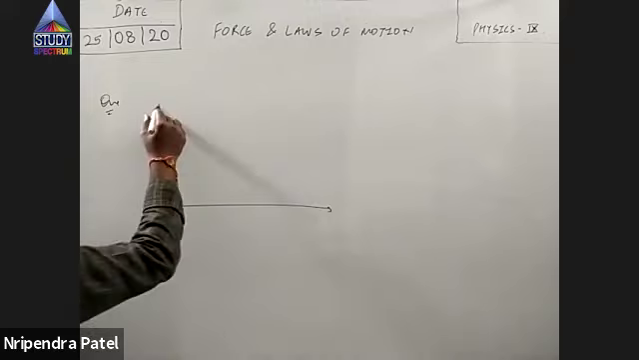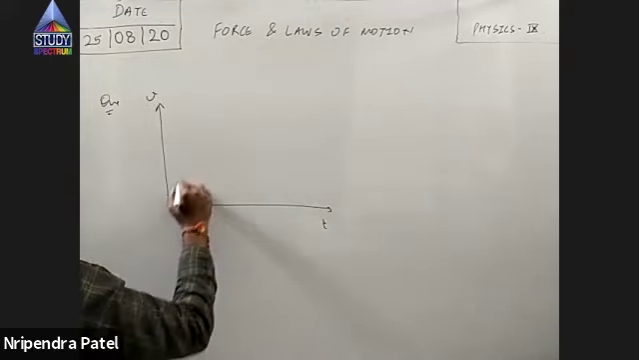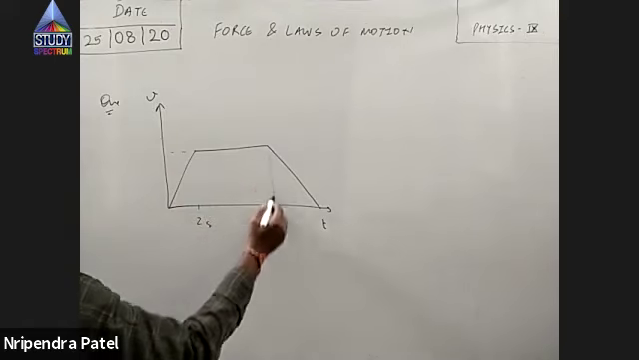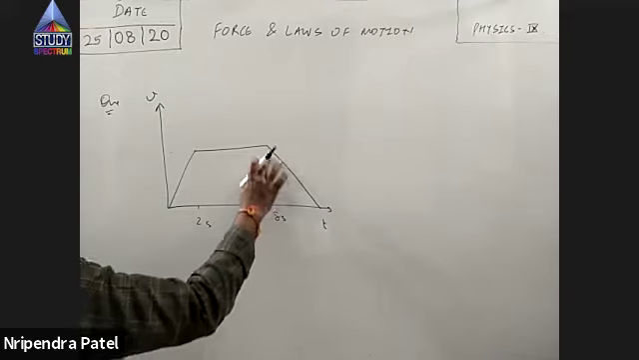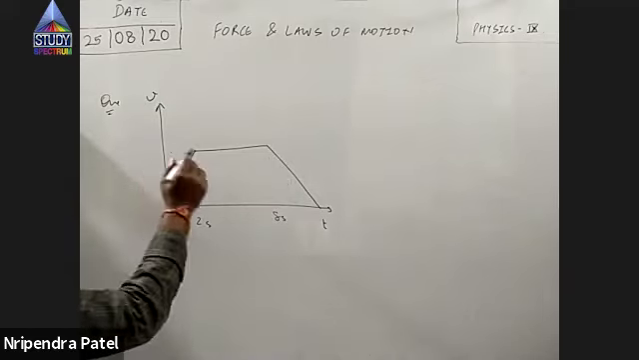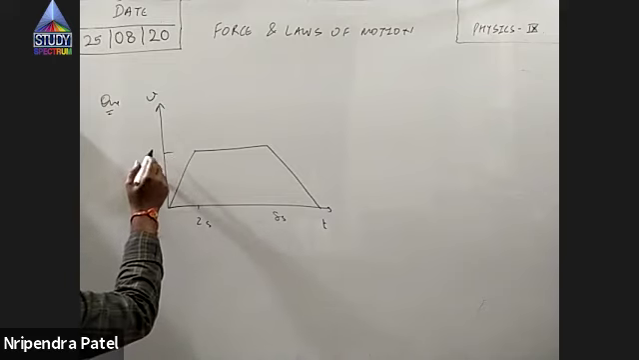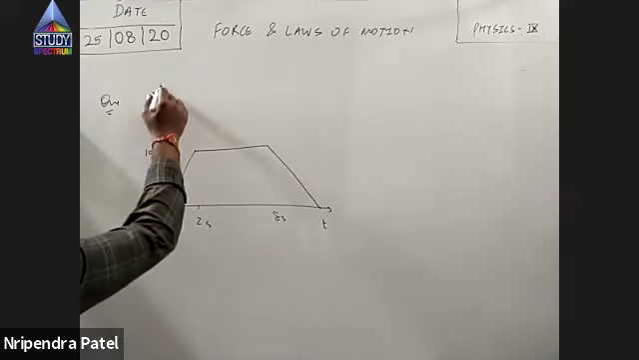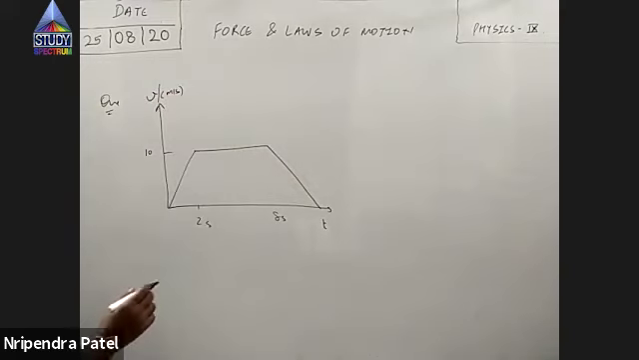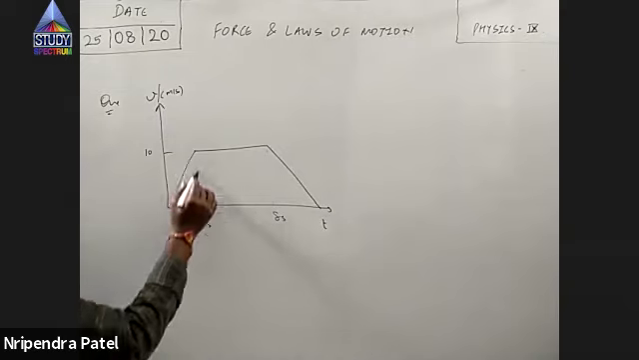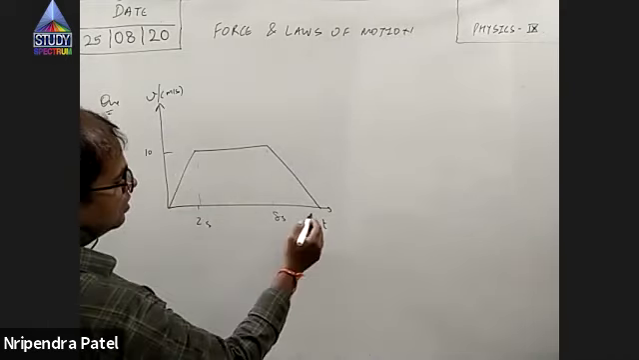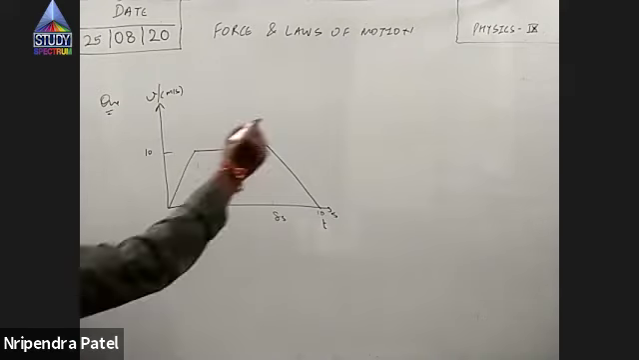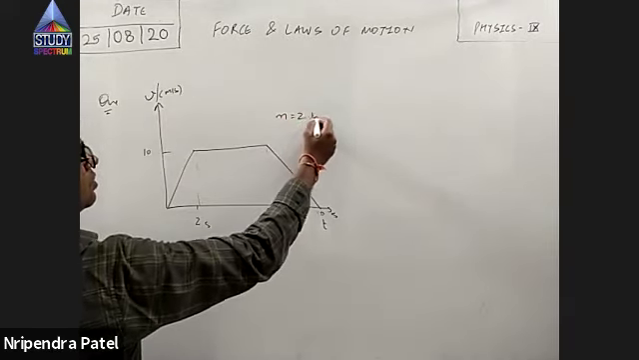Suppose there's a velocity time graph of a particle. It's a common question actually. This is 10 meter per second. In 2 seconds, it accelerates from 0 to 10 meter per second, and then back to 0 in the next 2 seconds. So the mass of the object is 2 kg.